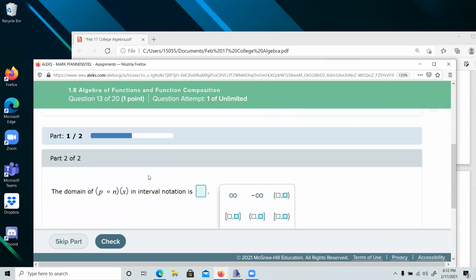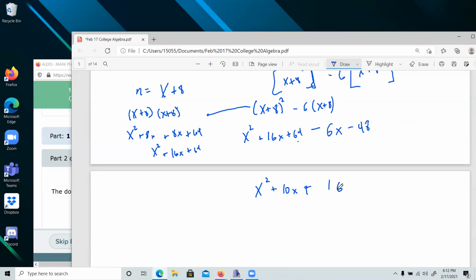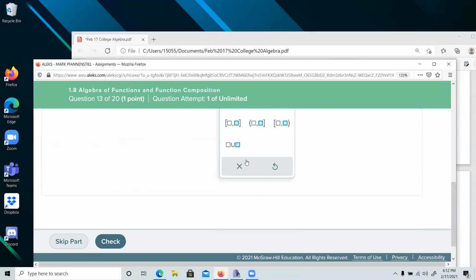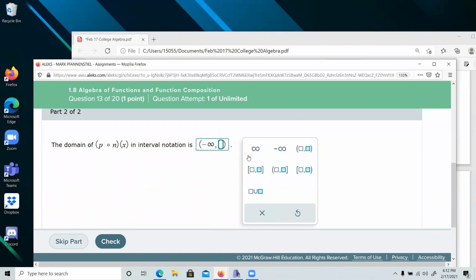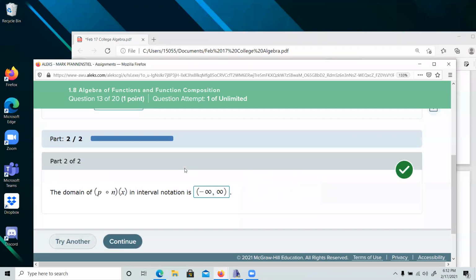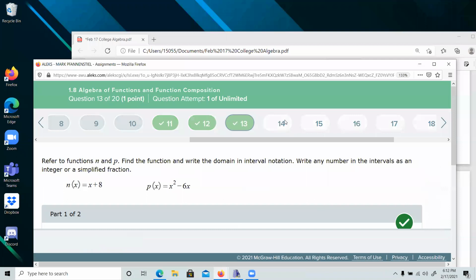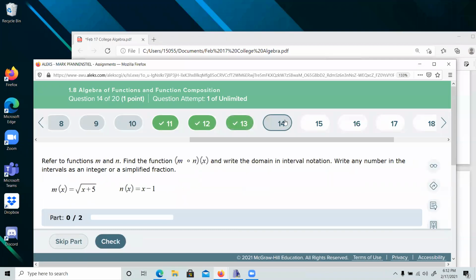The domain, okay, here's the nice thing about this one. Hopefully we'll get a harder one next time. We have no restrictions for the domain here. It's fine. It's a polynomial. It's a trick question. Negative infinity to positive infinity. All right. I'm wondering if all the ones they give you are like this or not. Oh, this one. No, they're not all like that.